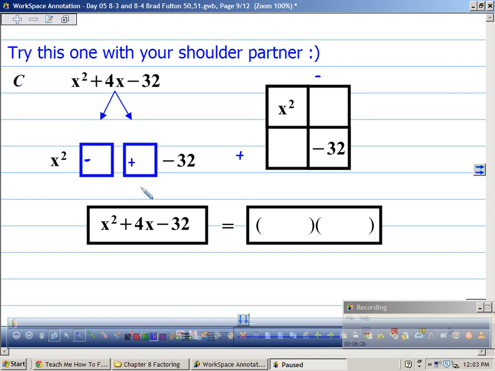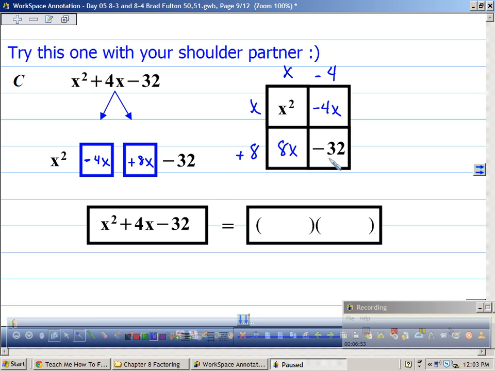Yes, sir? Good job. 8x and negative 4x would give us positive 4x. I'm going to put the 8x here and the negative 4x here. X times x is x squared. X times negative 4 is negative 4x. Common factor here is 8. 8 times negative 4 is negative 32.